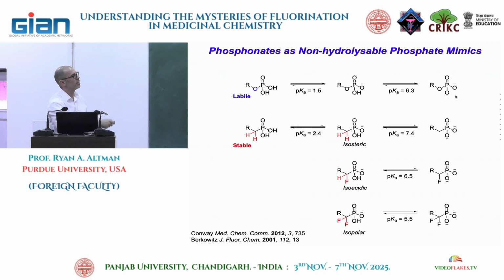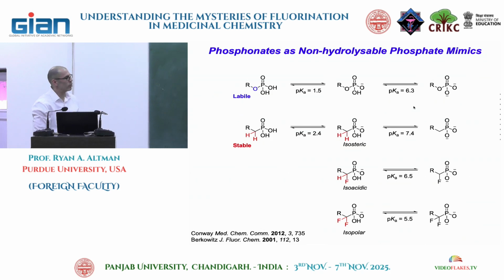Now the challenge here is that the pKa's are different. Oxygen is more electron withdrawing, carbon more electron donating. You get roughly a log difference in pKa, so they won't be anionic or dianionic under the same conditions. But we can use fluorine to modulate pKa's. Fluorine is an electron withdrawing group, and that effect can acidify the OHs on the phosphate.